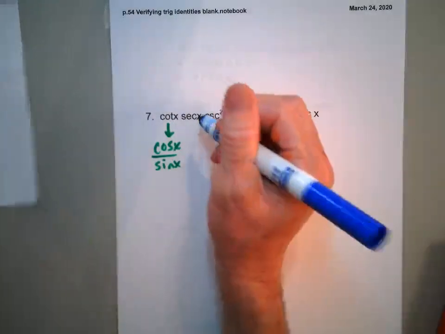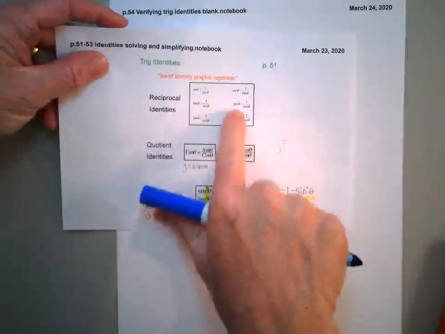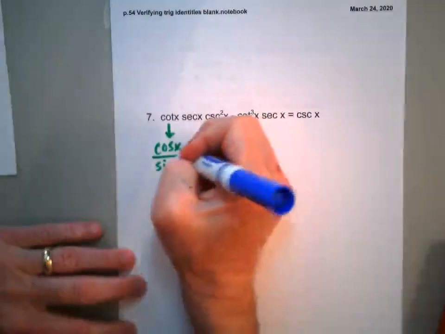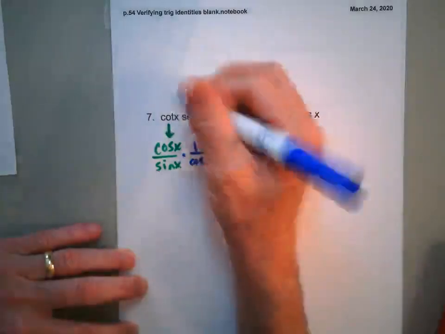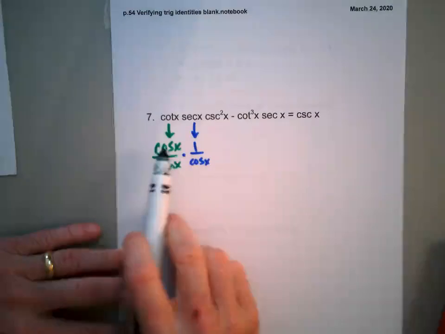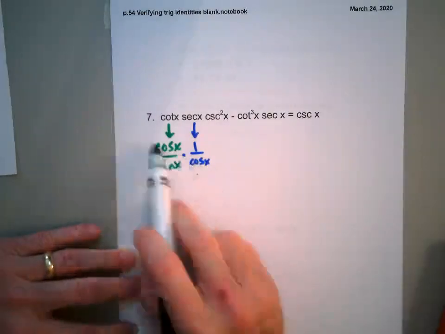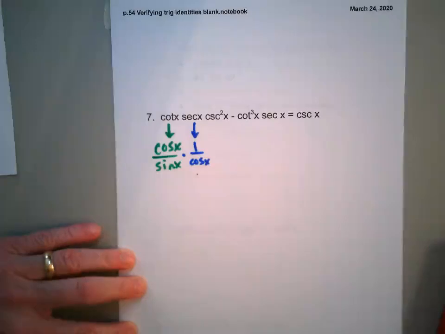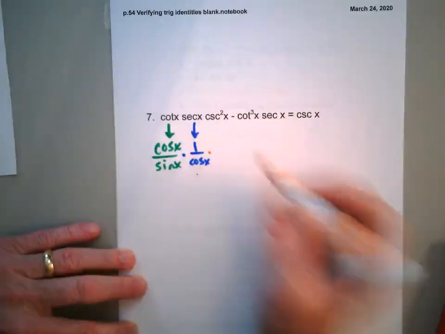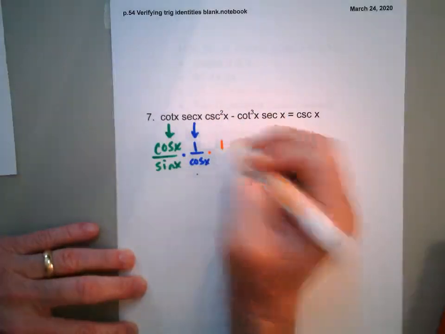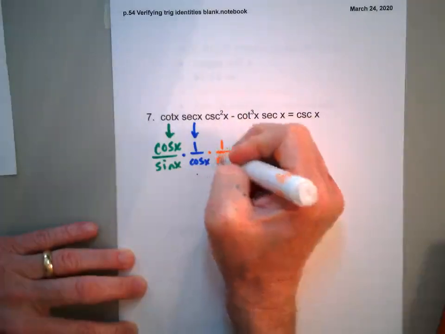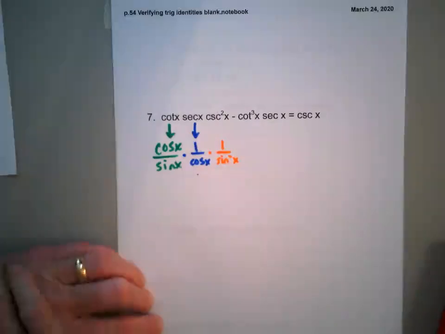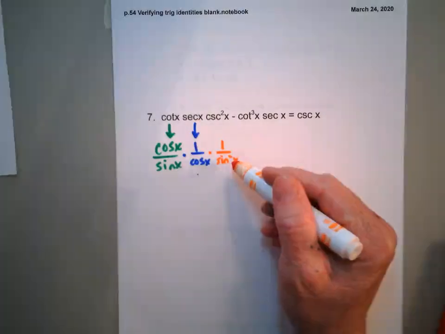Secant. Right here, secant is 1 over cosine times 1 over cosine. And so you could probably already see that cosine and cosine here are going to cancel. Just take your time, little by little. Cosecant squared, times cosecant squared will be 1 over sine squared x. We'll just leave it like that for now.